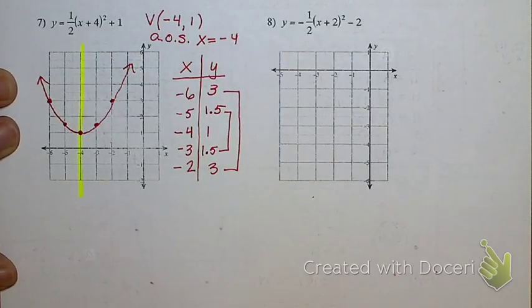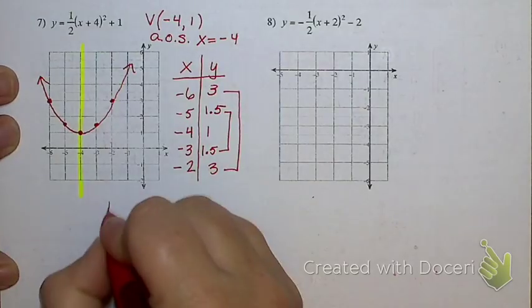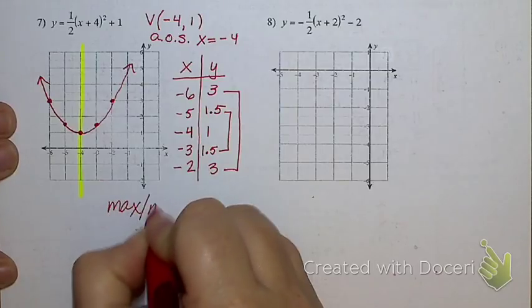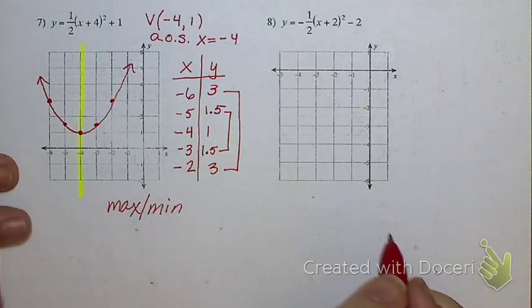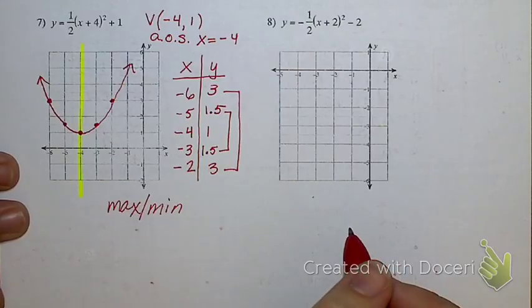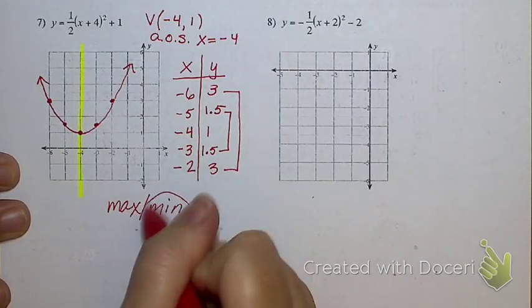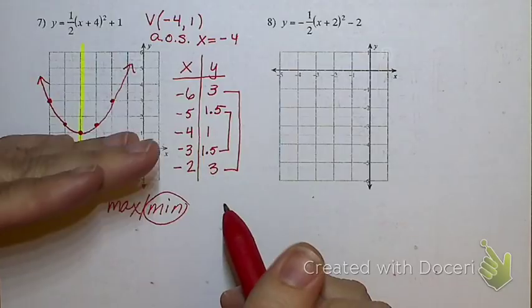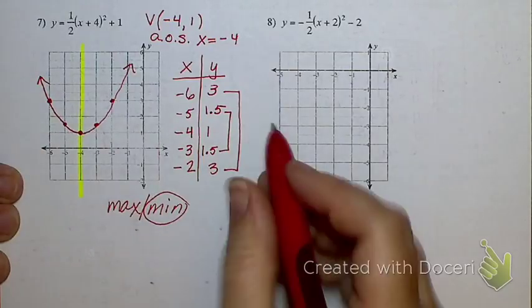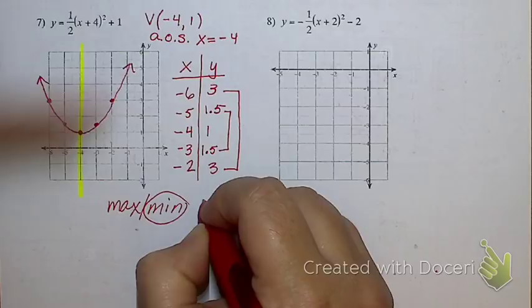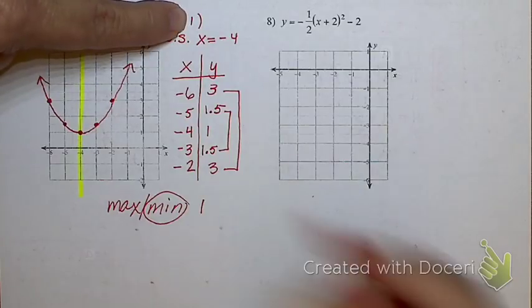Does it have a maximum or a minimum? Minimum. If it has a bottommost point, it has a minimum. And what is that minimum value? 1 from my vertex.